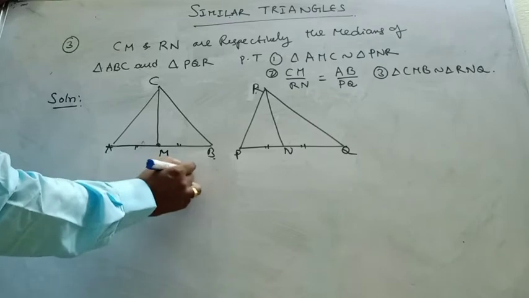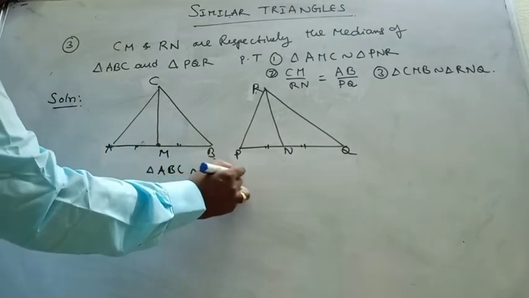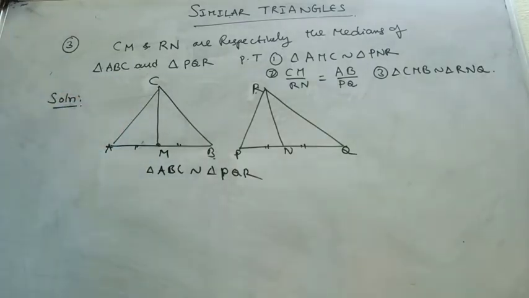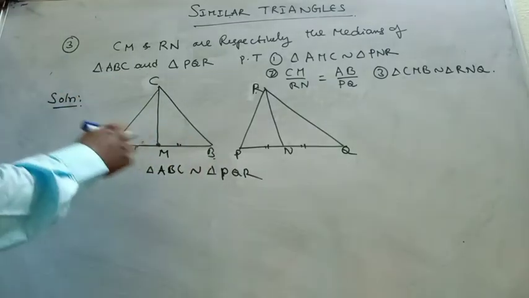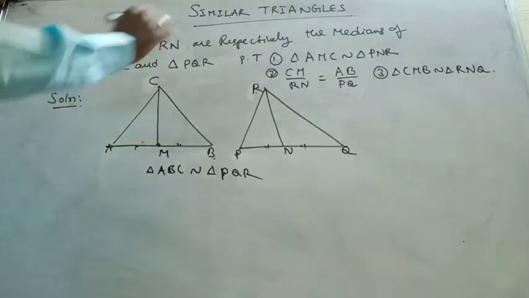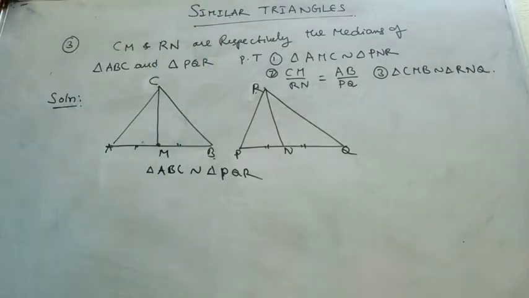This triangle ABC is similar to triangle PQR. That is what they have given first. From that, we need to prove all these things. Now see how we are going to prove.